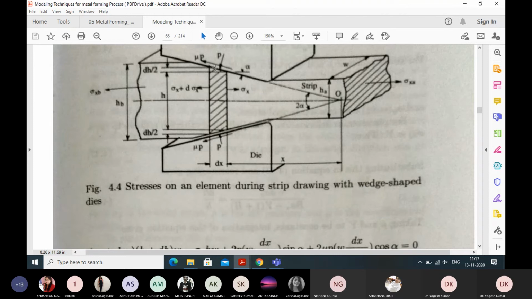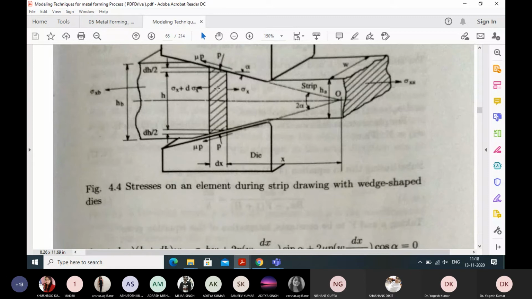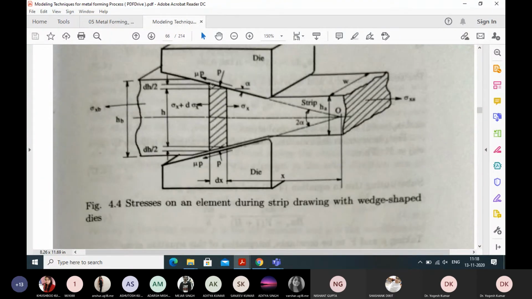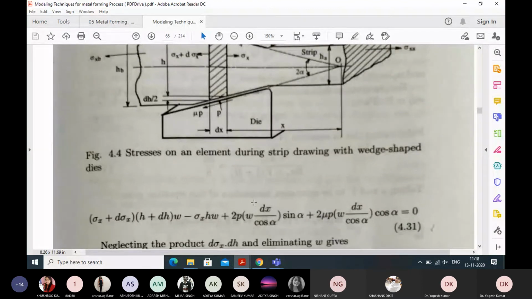Okay, so if we take the component of this force, this is your angle alpha, so this will be equal to cos alpha in the positive x direction. So this P w dx upon cos alpha, we are taking sine of it, so that we can find out the component of pressure force in x direction. So this has been taken as sine alpha. This force is acting in the upper portion as well as in the lower portion. So twice P w dx upon cos alpha into sine alpha. Okay, I think this term is clear.